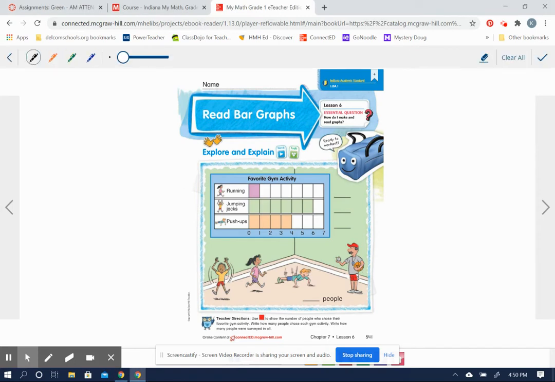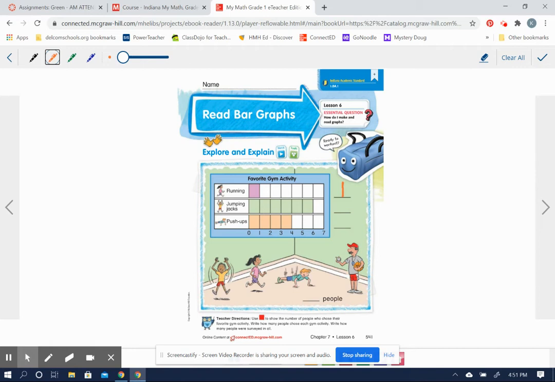All right, first of all, we can see that this graph is for favorite gym activity. The survey question was, what is your favorite gym activity? The choices were running, jumping jacks, and push ups. From looking at the bar graph, we can see how many people chose running. Yes, there's only one square colored in, so only one person chose running as their favorite gym activity.